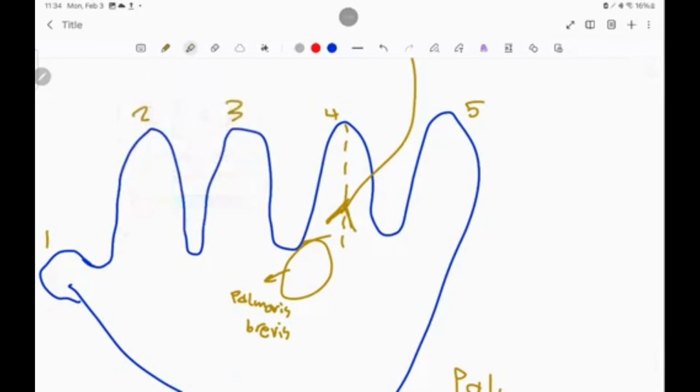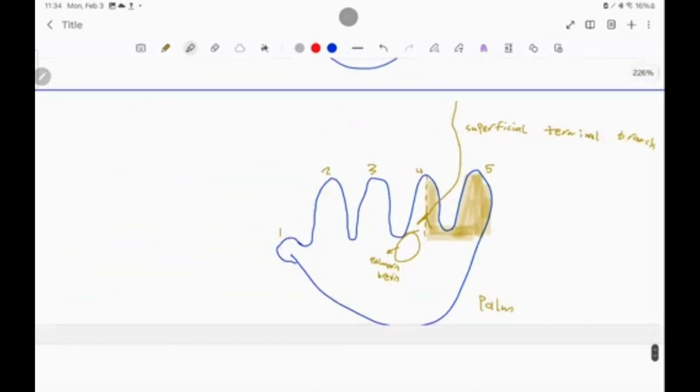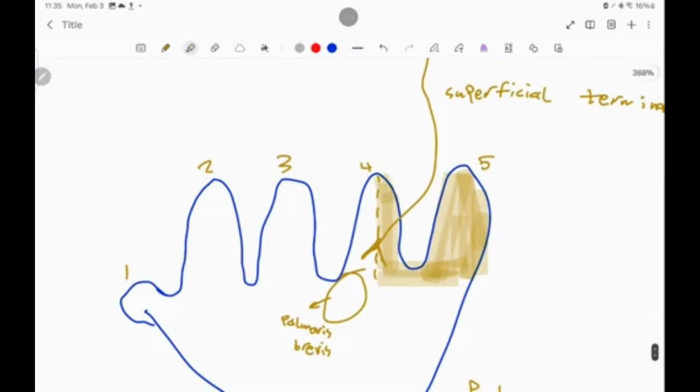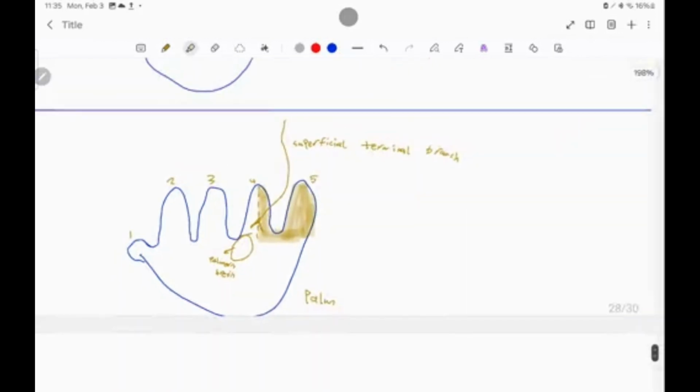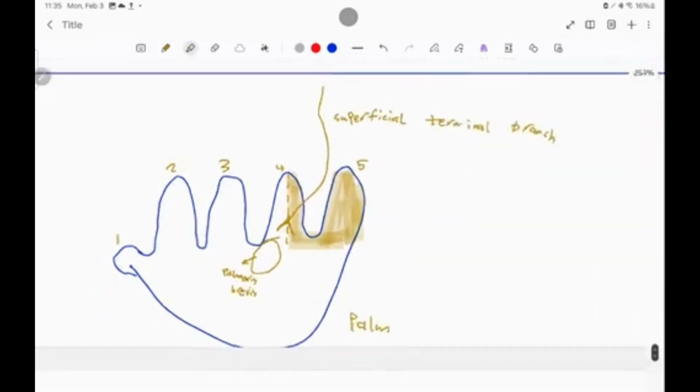Here, and 5. This is what? This is the superficial terminal branch that gives the fingers their cutaneous innervation, their sensory innervation. The 5th and half of the 4th fingers.